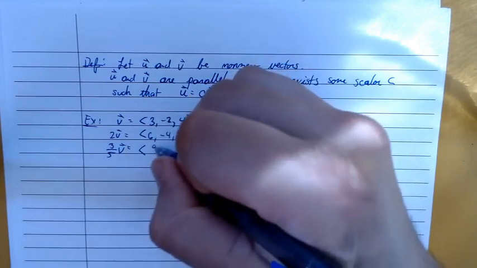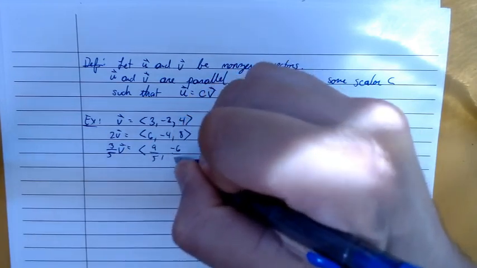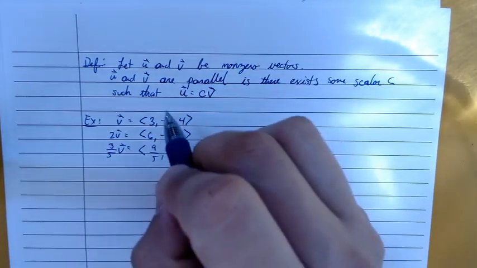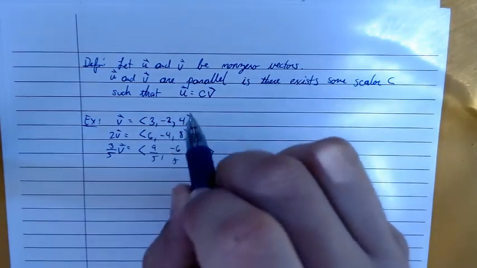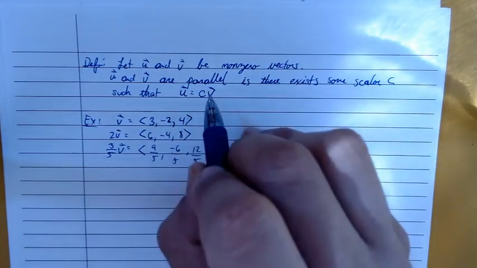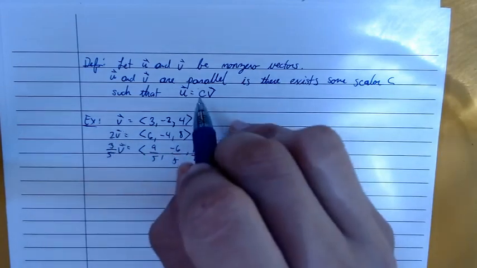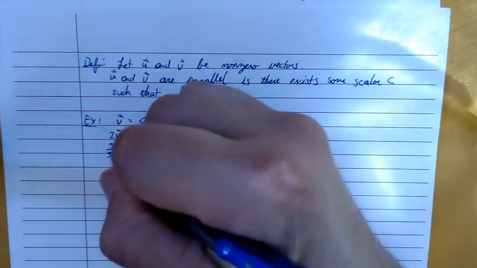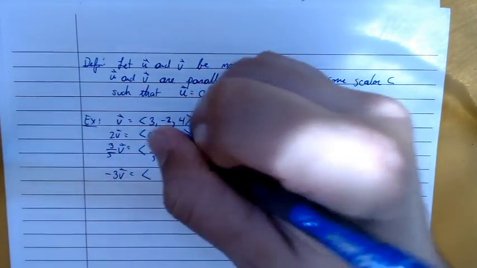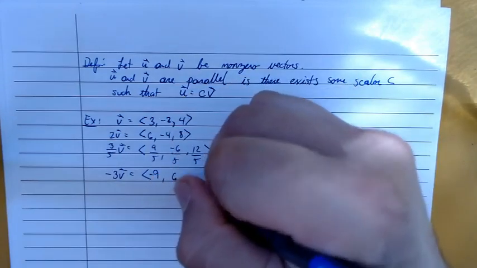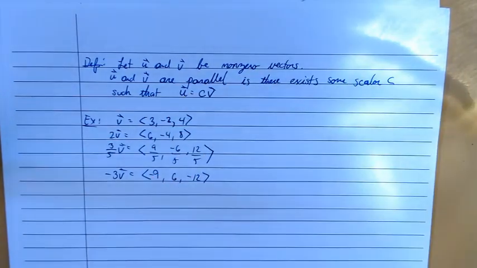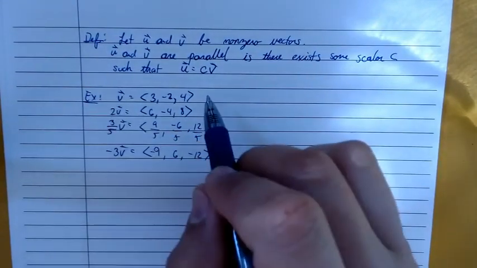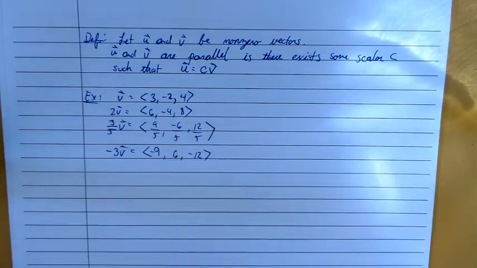Okay, well then that would be 9 fifths, negative 6 fifths, 12 fifths. And that would be parallel to that one, because again, one is a scaled version of the other. It doesn't have to be scaled by any whole number necessarily. It can be any number, as long as there's some scalar. You could even have a negative. I could say negative 3v. Okay, well that would be negative 9. That would be positive 6 and negative 12. And again, because this is some scalar times v, then all of these are parallel to each other.